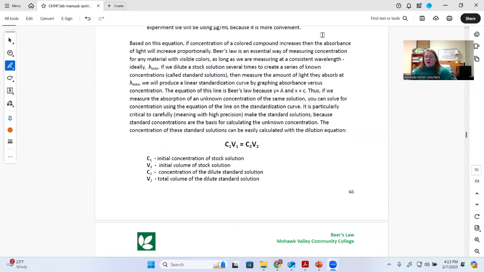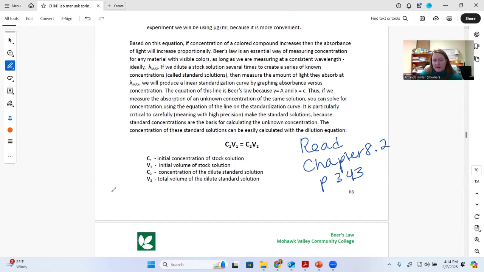So in order to create the second graph, you have to have calculated the concentration of the known solutions that you're going to measure. This information gets entered into the little computer that you're going to use. It's a little tablet called a LabQuest. But the equation from chapter 8.2, which starts on page 343 of the textbook, is C1V1 equals C2V2. So I'm going to do an example of that, just so you have it.